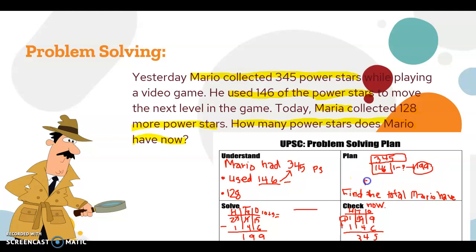So now my strip diagram is going to look like this. I have 199. I have 128. And I'm sorry, I'm writing so small. It's just I don't have enough space. I apologize for that. And I need to find the total. Okay. So I'm going to add 199 and 128.